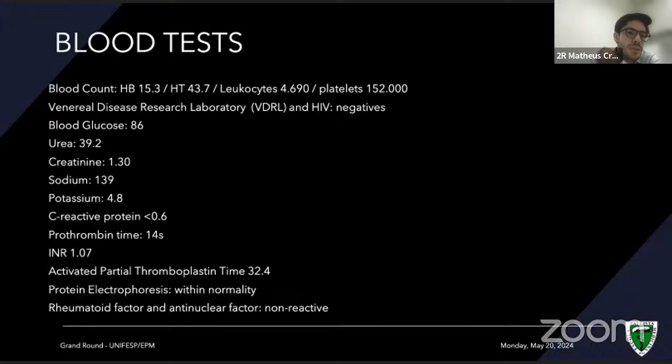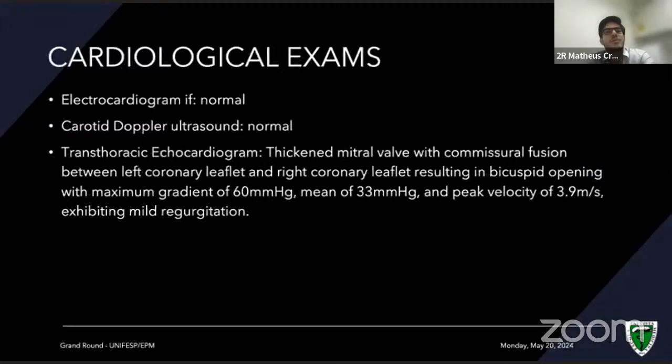above the normal limit, and sodium and potassium were normal either. C-reactive protein was lower than 0.6. Prothrombin time, INR, and activated partial thromboplastin time were normal either. And we performed a protein electrophoresis, rheumatoid factor, and antinuclear factor that were non-reactive. We performed some cardiological exams either. The electrocardiogram was normal, and the carotid Doppler ultrasound was normal.